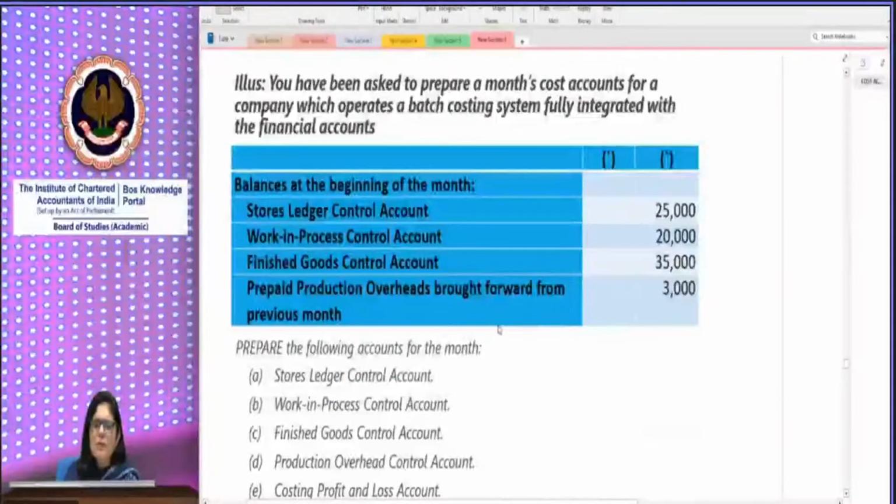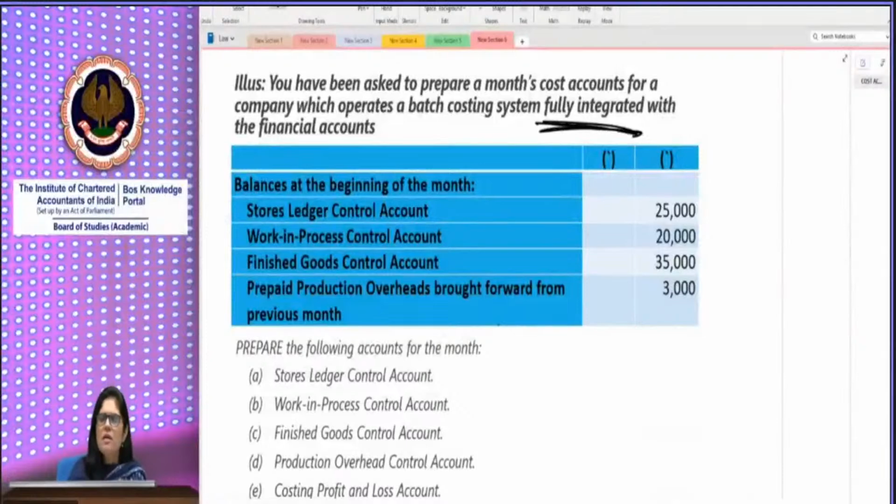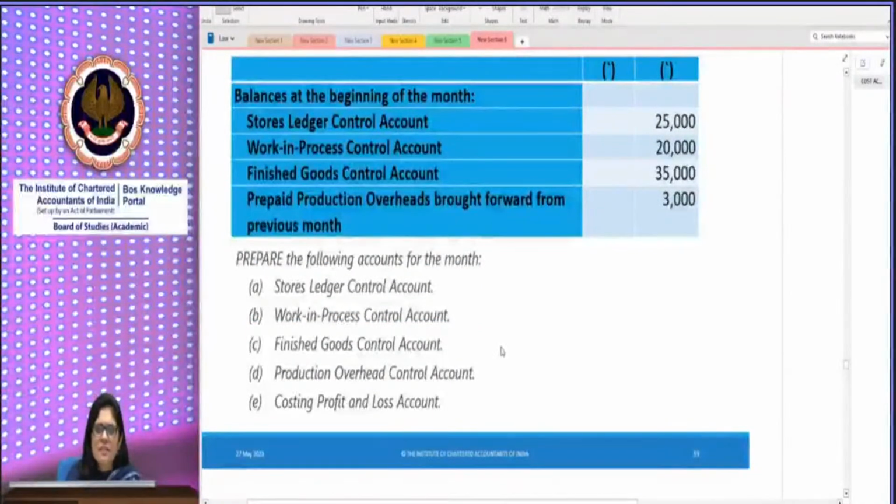So this is one question I think you can prepare. This is a similar question, but fully integrated. So in place of cost ledger, you know what you have to do. Rest, everything is same. So this is a practice question. The PPT will be shared.